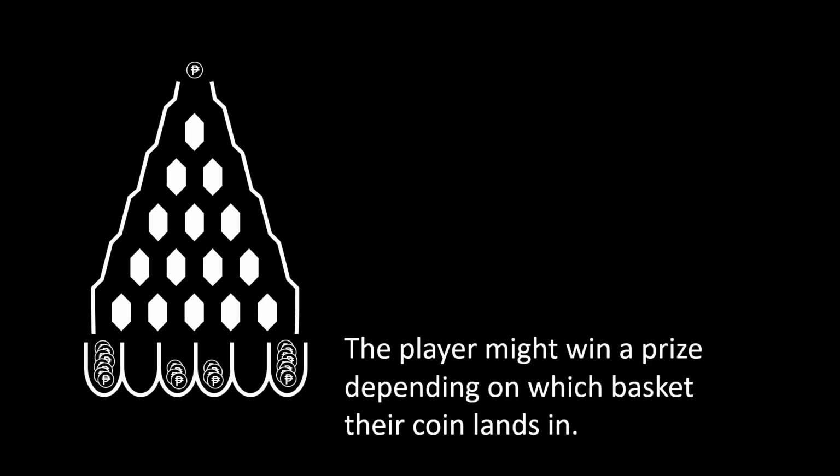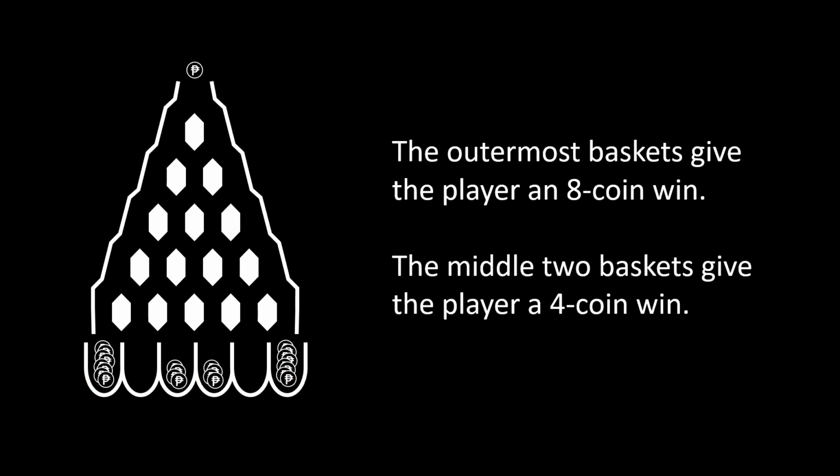And a player might win a prize depending on which basket their coin lands in. As you can see, there's some payout symbols here. So in this game, if the coin that you drop in lands here or lands here, then you win 8 coins. If the coin lands here or here, the way the game is currently designed, the player will win 4 coins. And if it lands here or in here, they win nothing. And they have to just kind of swallow that disappointment.